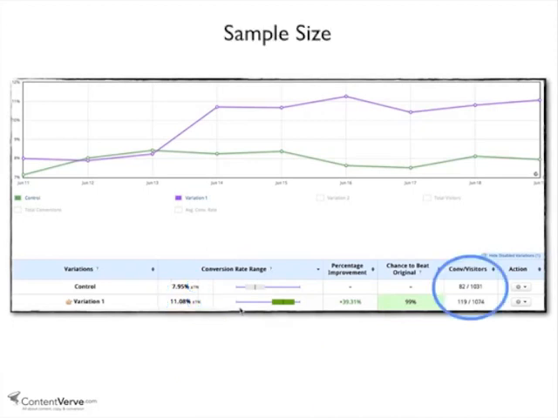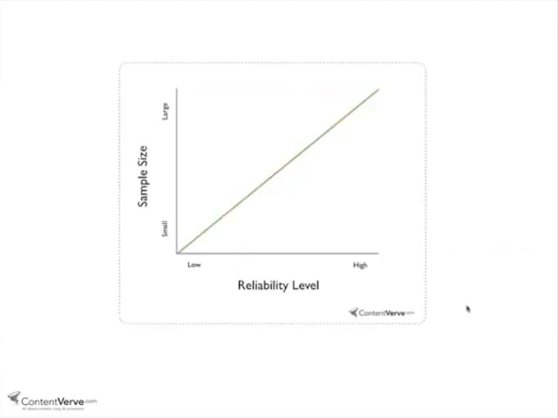Sample size represents the number of visitors that have been part of your test and how many conversions they have performed. The reliability of your data increases as you increase the number of data points. In other words, the larger the sample size, the more reliable your results will be.